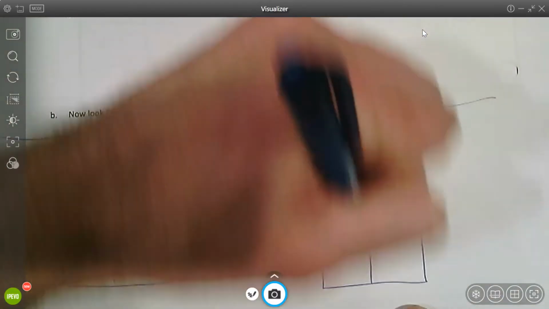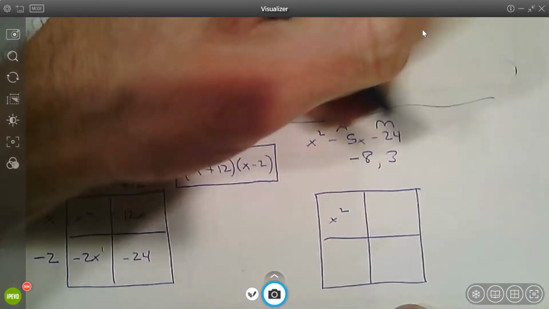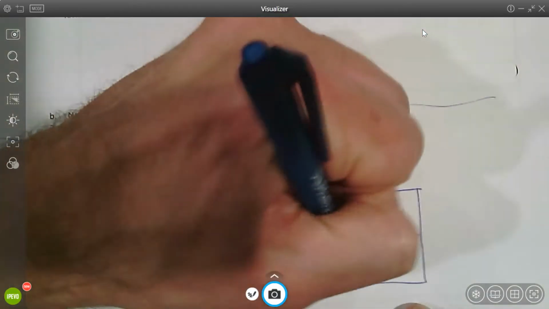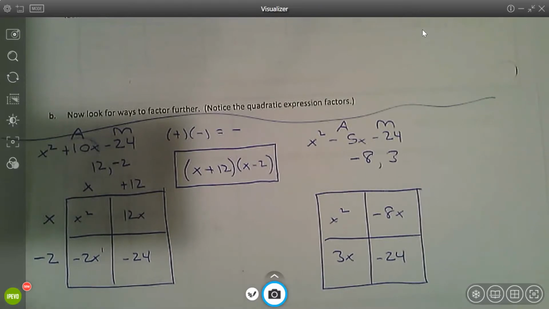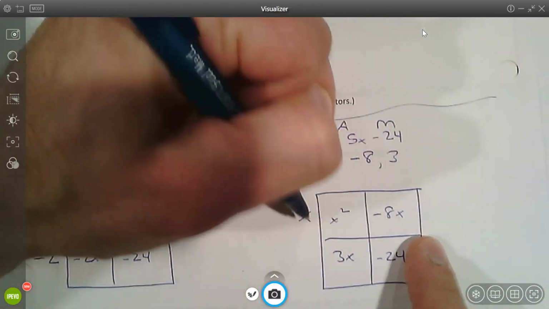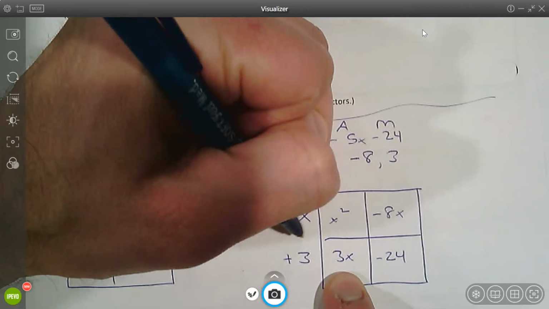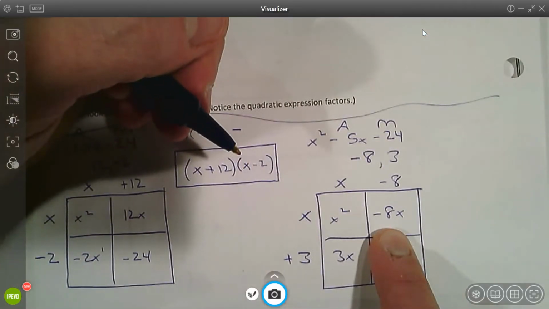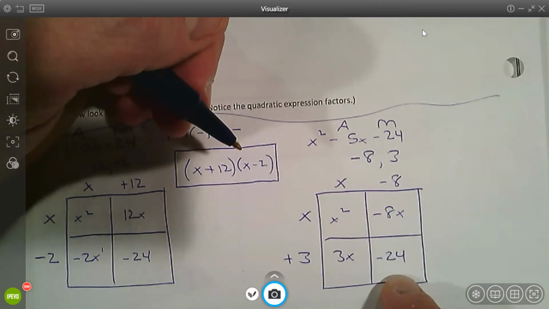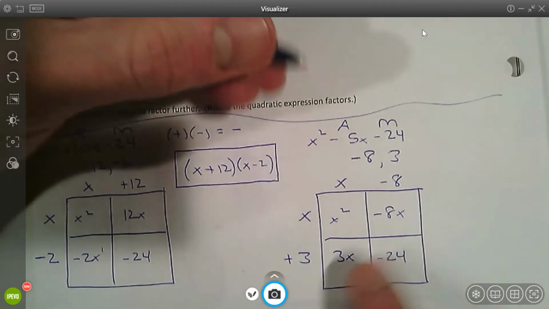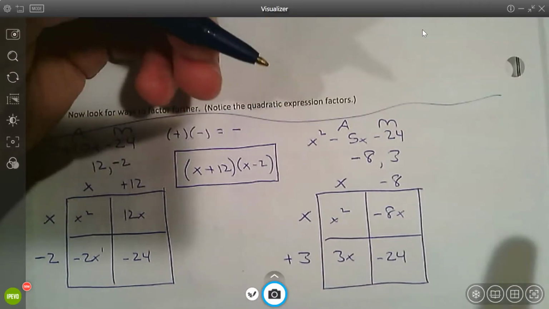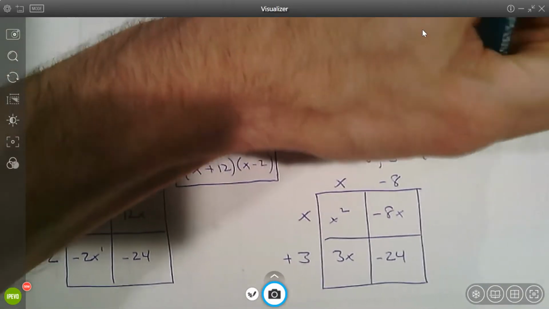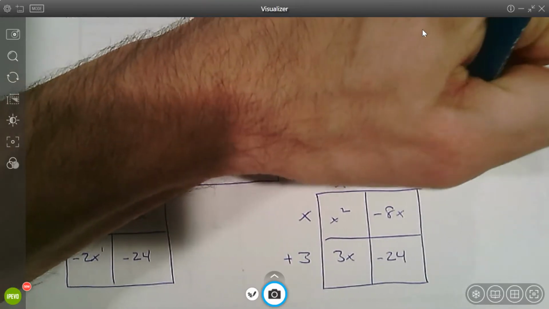So same process as always. I take the first part, x squared, and minus 24. My magic numbers, negative 8x, 3x, go in the other two squares. And then it's just a point of finding greatest common factors. X positive 3, x negative 8. Because 24 is divisible by 8, 8 is divisible by 8. 24 is divisible by 3, 3 is divisible by 3. Bring the sign closest. So this factors to x minus 8 times x plus 3, and that is my solution.